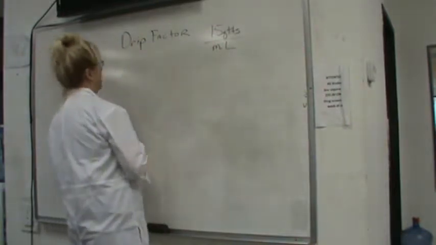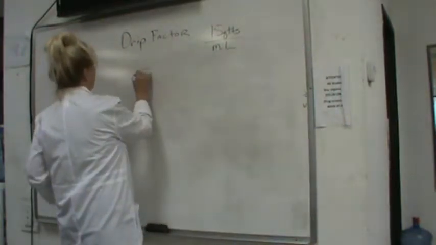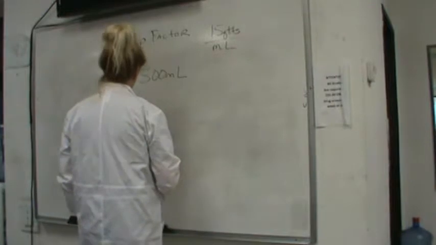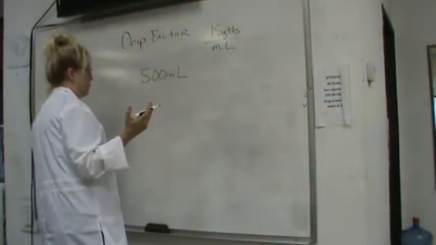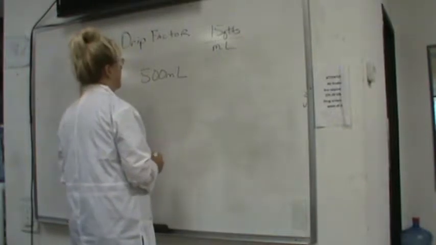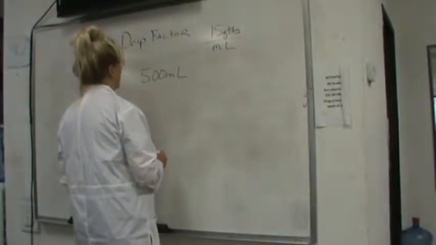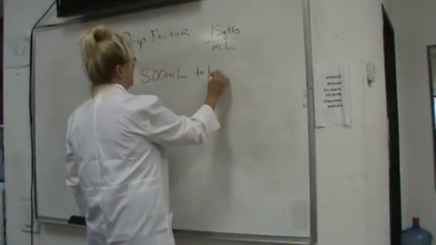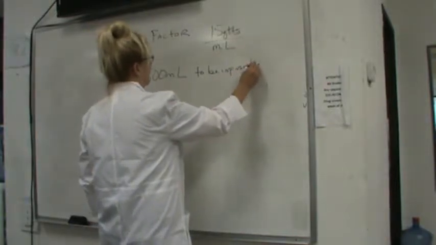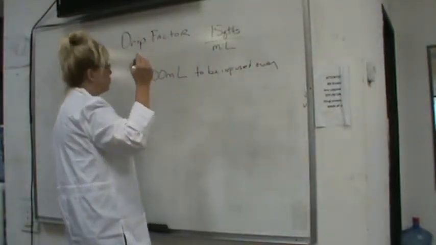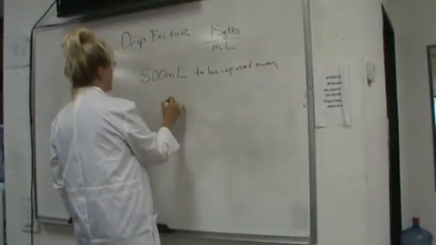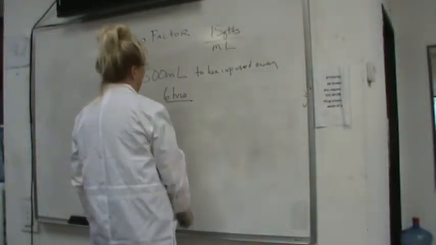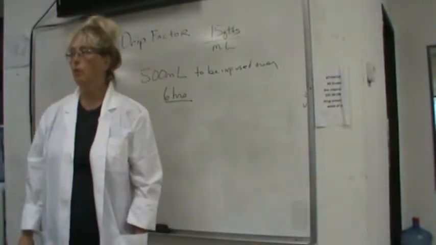Okay, so we have 500 mLs of Rocephin in a normal saline mixture, and the doctor wants the 500 mLs to be infused over, say, 6 hours. How many drops per minute?